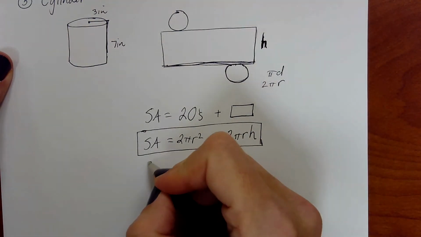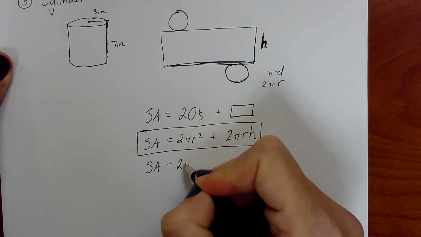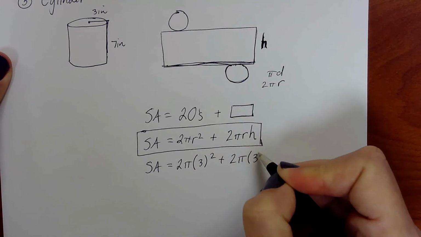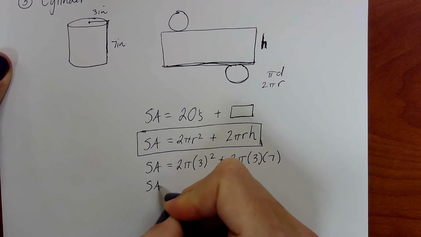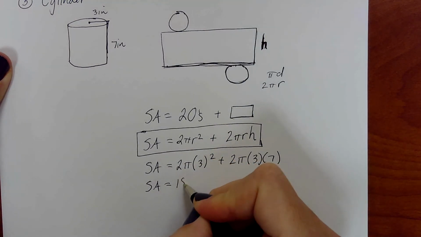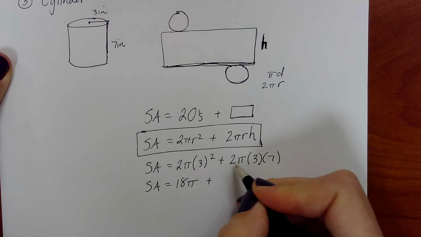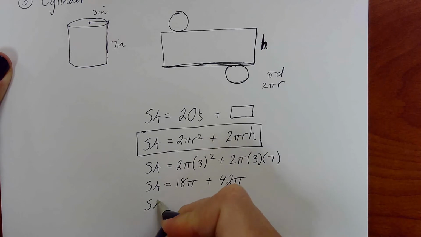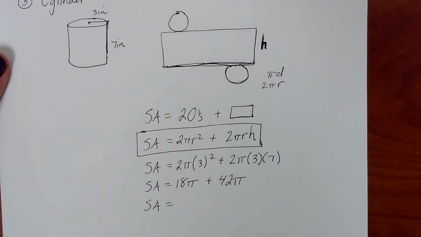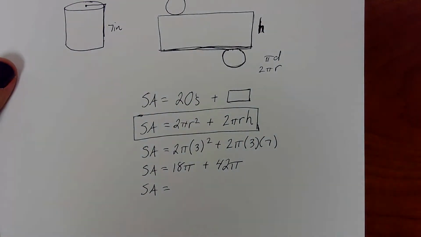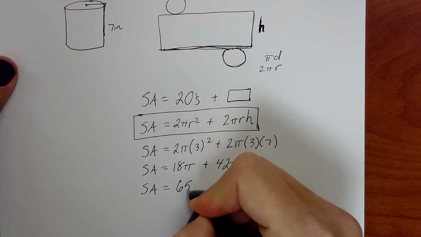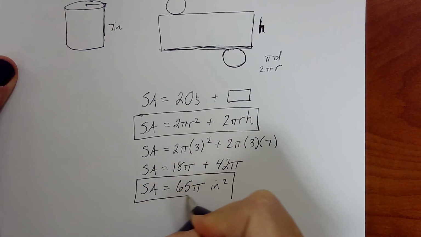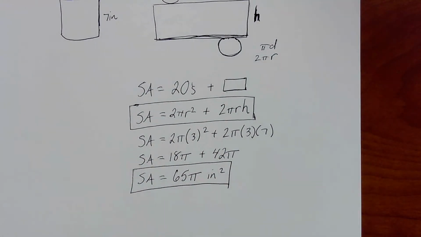All right, let's leave it in terms of pi. Here we go. So 2 pi, the radius is 3, squared. Then 2 pi, the radius is 3, the height is 7. So 3 squared is 9, times 2 is 18 pi. And 2 times 3 is 6, times 7 is 42 pi. And you can add those together. 18 pi plus 42 pi is 60 pi inches squared. There is your cylinder.